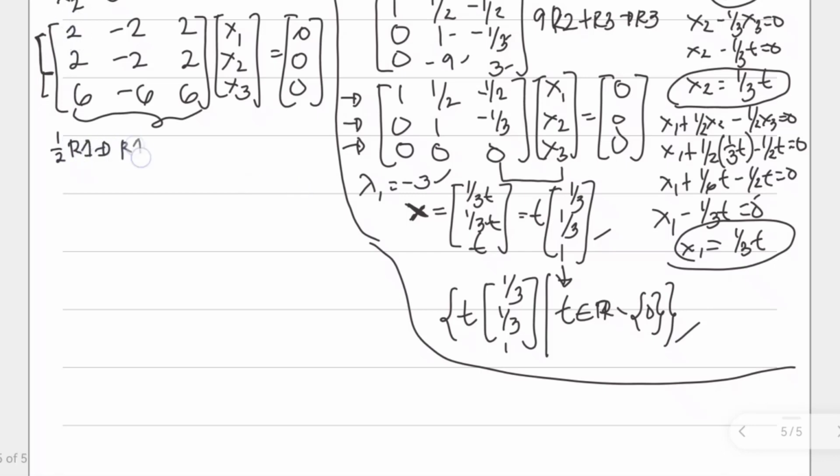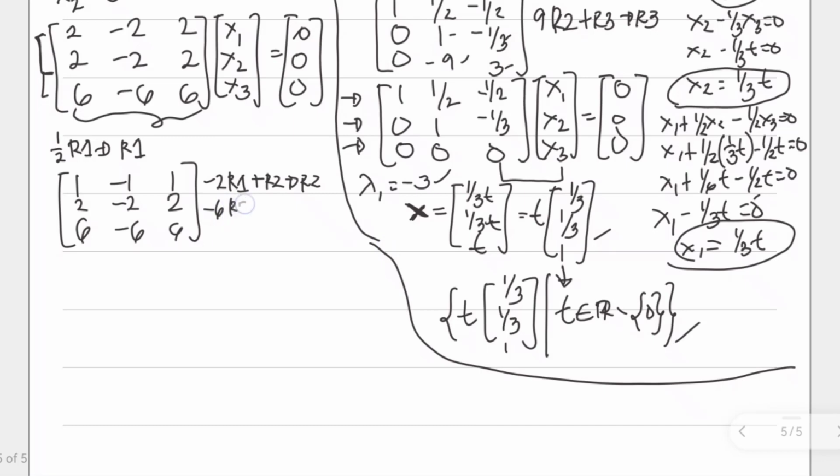So you will have here 1/2 of 2 is 1, negative 1, and 1. So you have 2, negative 2, 2, 6, negative 6, and 6. See what happens here. Multiply negative 2 to row 1 plus row 2 to have a new row 2. Multiply negative 6 to row 1 plus row 3 to have a new row 3.